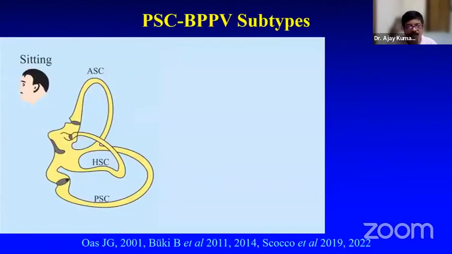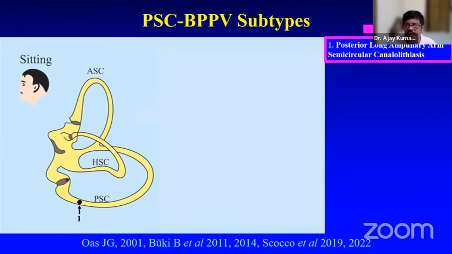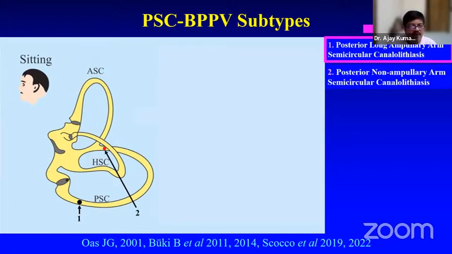posterior canal BPPV. Now coming to each variant, at least 6 variants I know about the posterior semicircular canal BPPV. The first variant is the typical variant, posterior long ampullary arm semicircular canalolithiasis. We are not going to discuss this. The second is posterior non-ampullary arm semicircular canalolithiasis, one with downbeat nystagmus, that is called the apogeotropic variant.